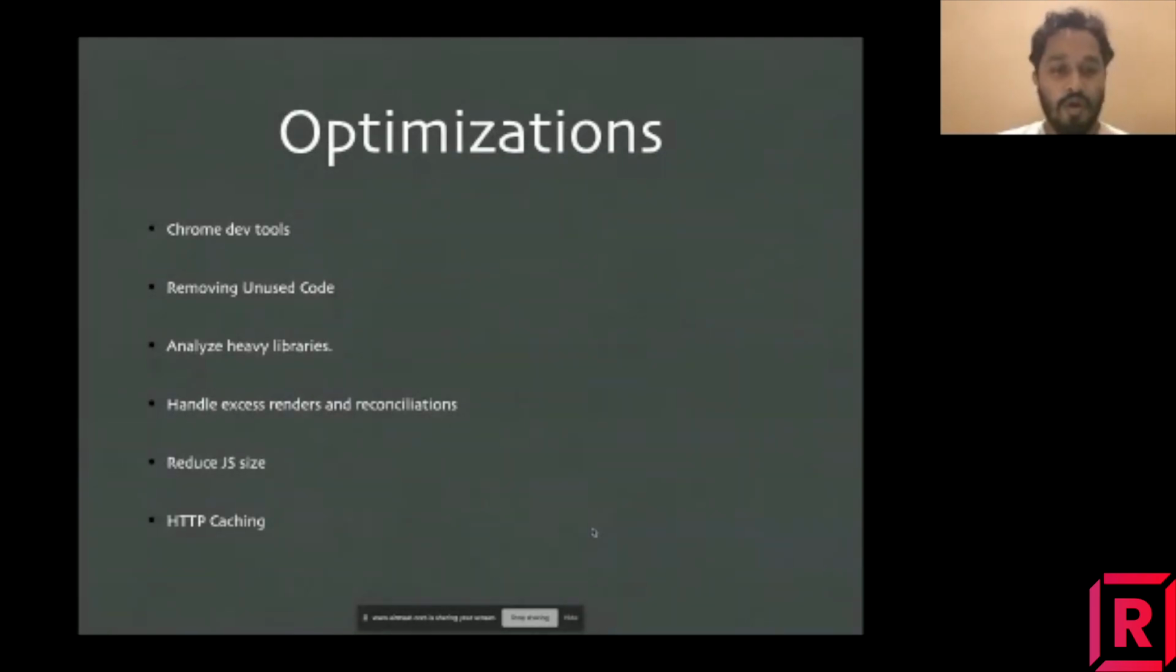And later we'll talk about how excess renders and the reconciliation issue come in, how to reduce JavaScript size, and how caching can be used to improve your JavaScript speed, or how the delivery is happening on the client side.